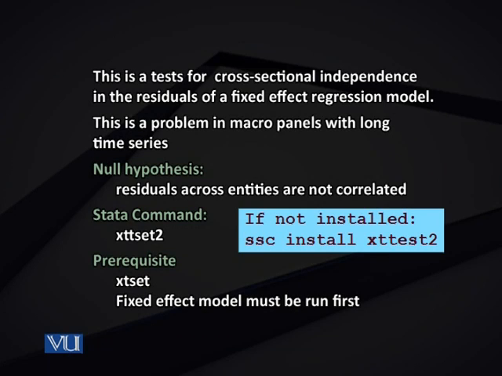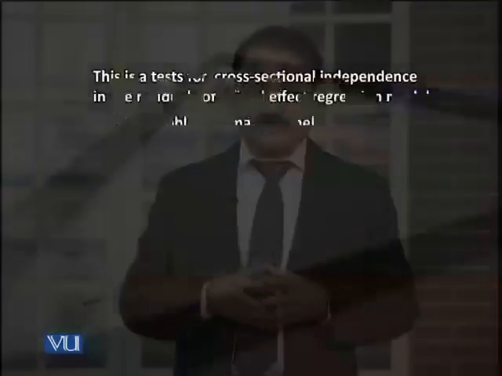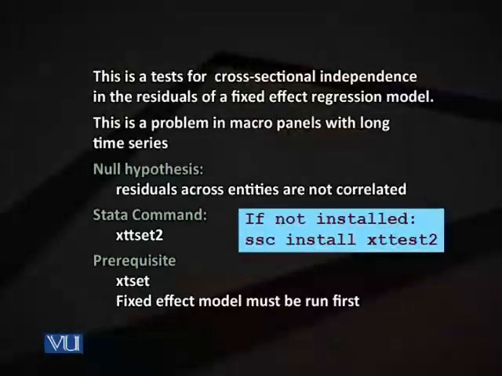The test is xttest2. This is also a user-generated module which you can download. If it is not installed, as I told you, ssc install xttest2 is the command. So you have xttest3 as well. You can write ssc install xttest3, and if you don't have it in your version of Stata, it will be installed. So look at the screen, please. You have the prerequisites, xtset, and running of the fixed effect model.